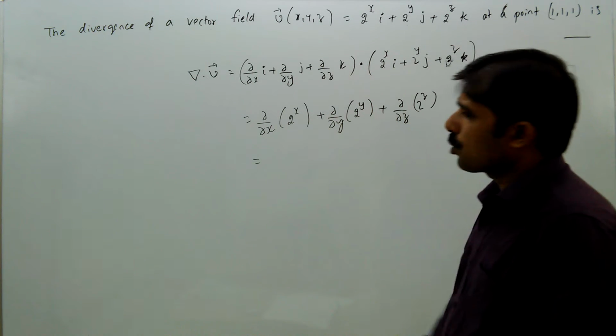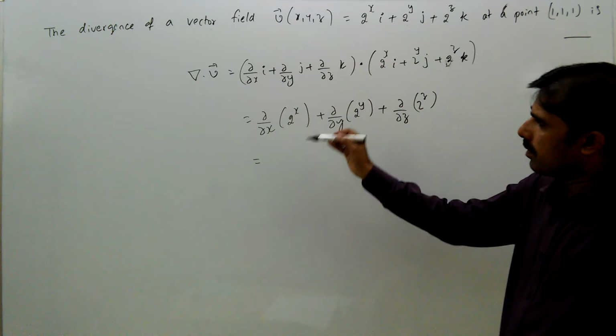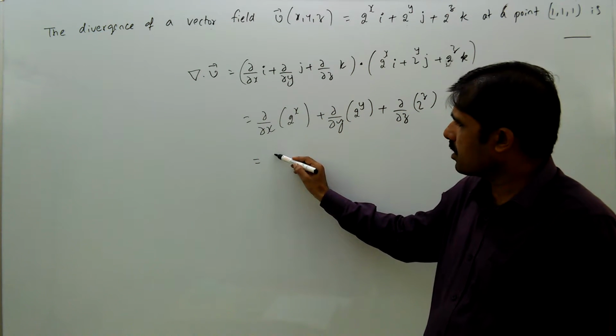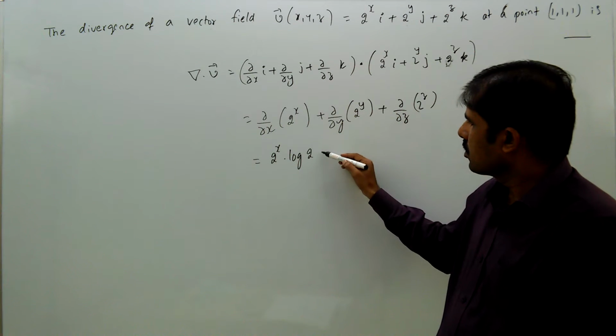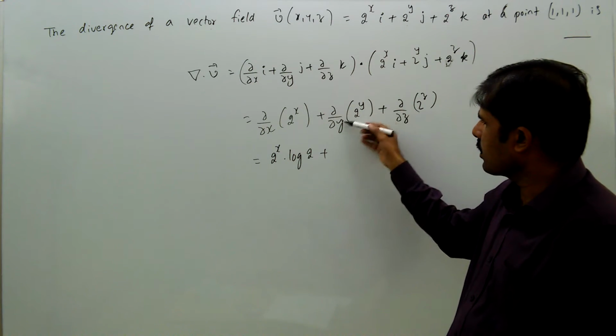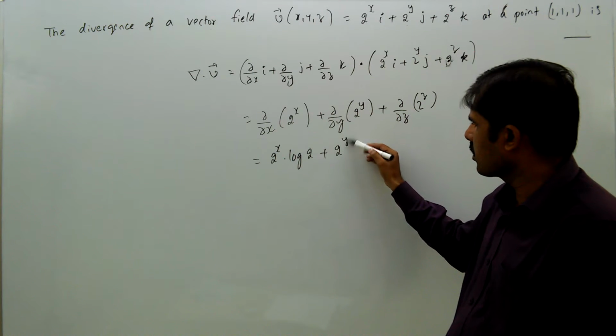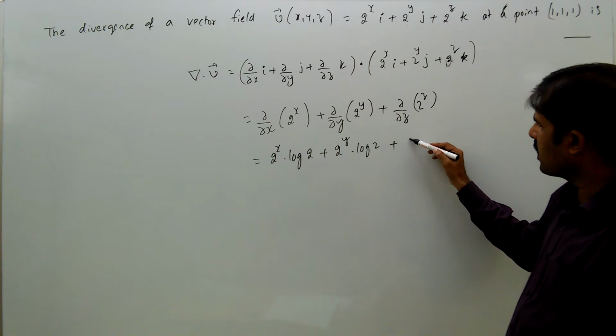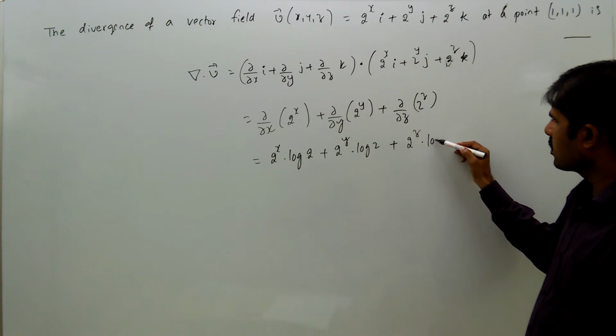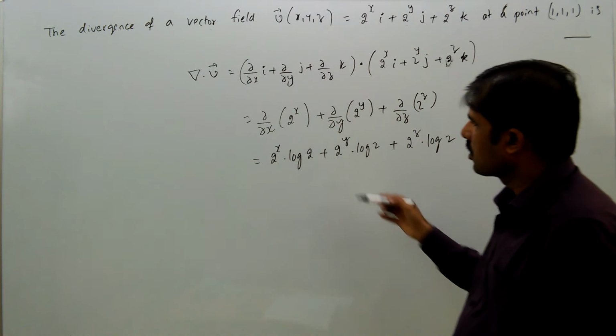What is the differentiation of 2^x? 2^x differentiation is 2^x log 2. What is the differentiation of 2^y with respect to y? That is 2^y into log 2, plus 2^z, similarly 2^z log 2.